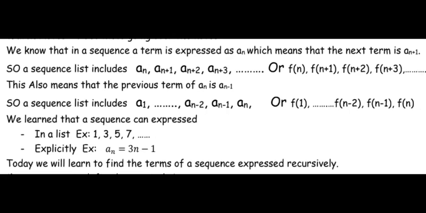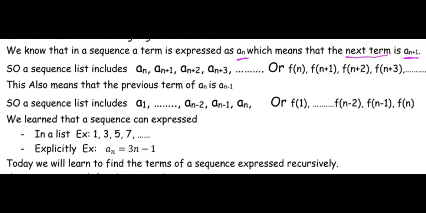We know that in a sequence, a term is expressed as a sub n, which means that the next term that follows a sub n is going to be a sub n plus 1. We were exposed to something like this when we talked about consecutive integers. And we said if you name the first number x, that means that consecutive integer is going to be x plus 1.